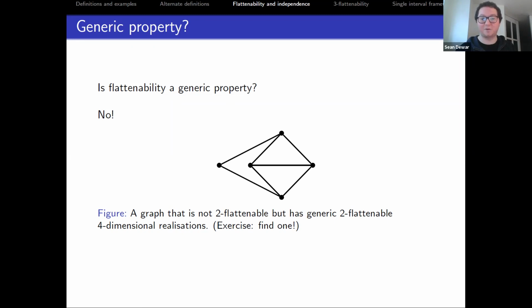So this graph is not too flattenable. And you can see why, just because it contains K4 as a minor. So I can contract, say, this edge, and then I've got a K4 minor. But it does have quite a lot, actually, of generic 4-dimensional flattenable realizations.